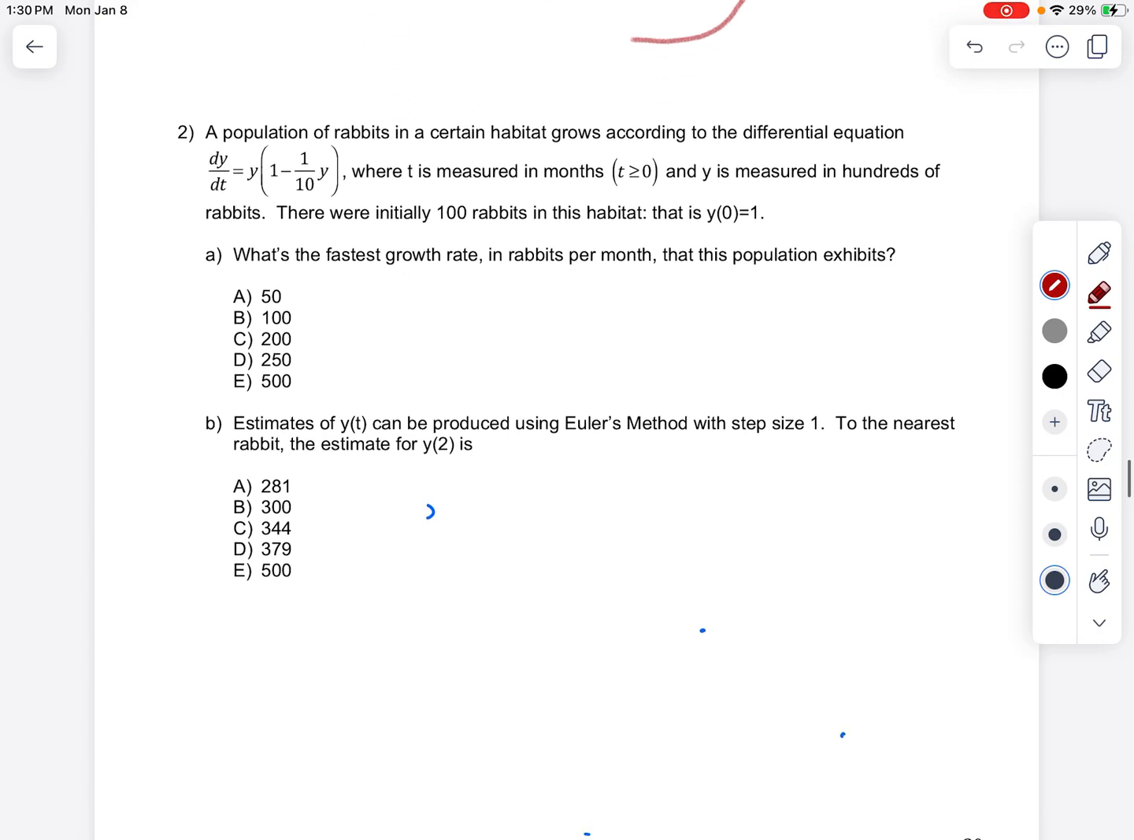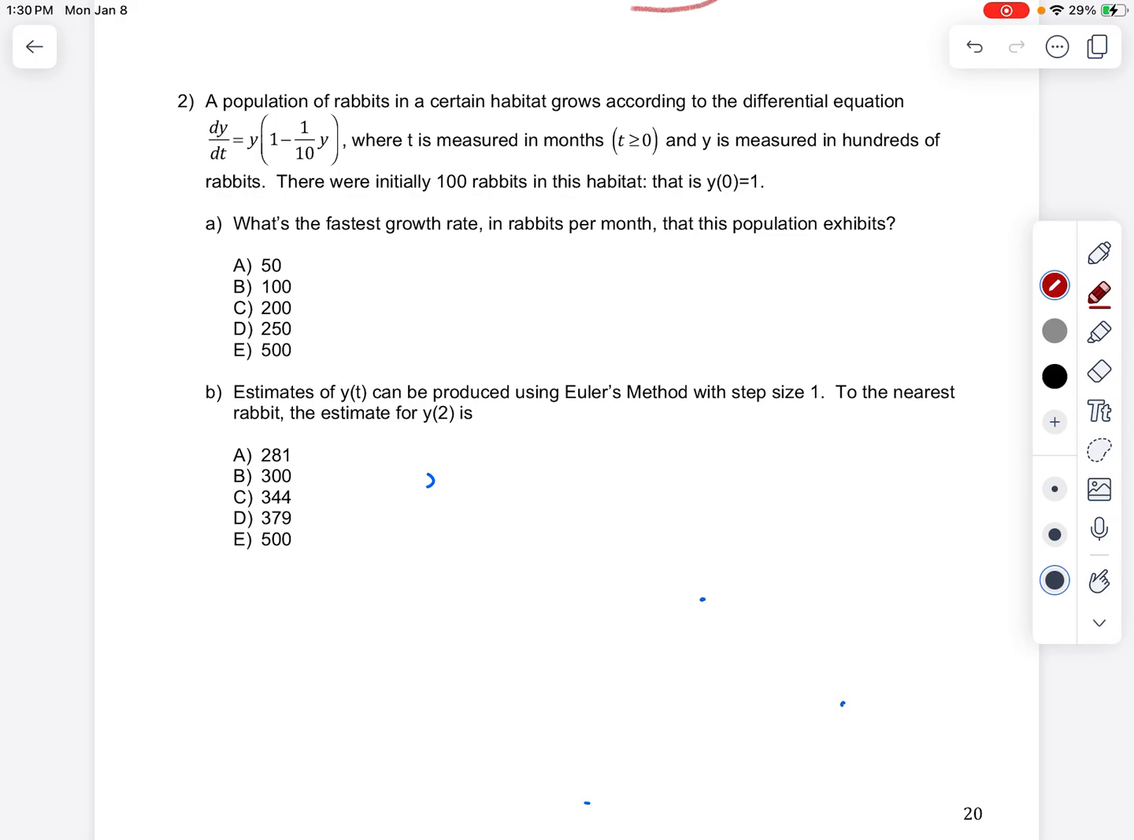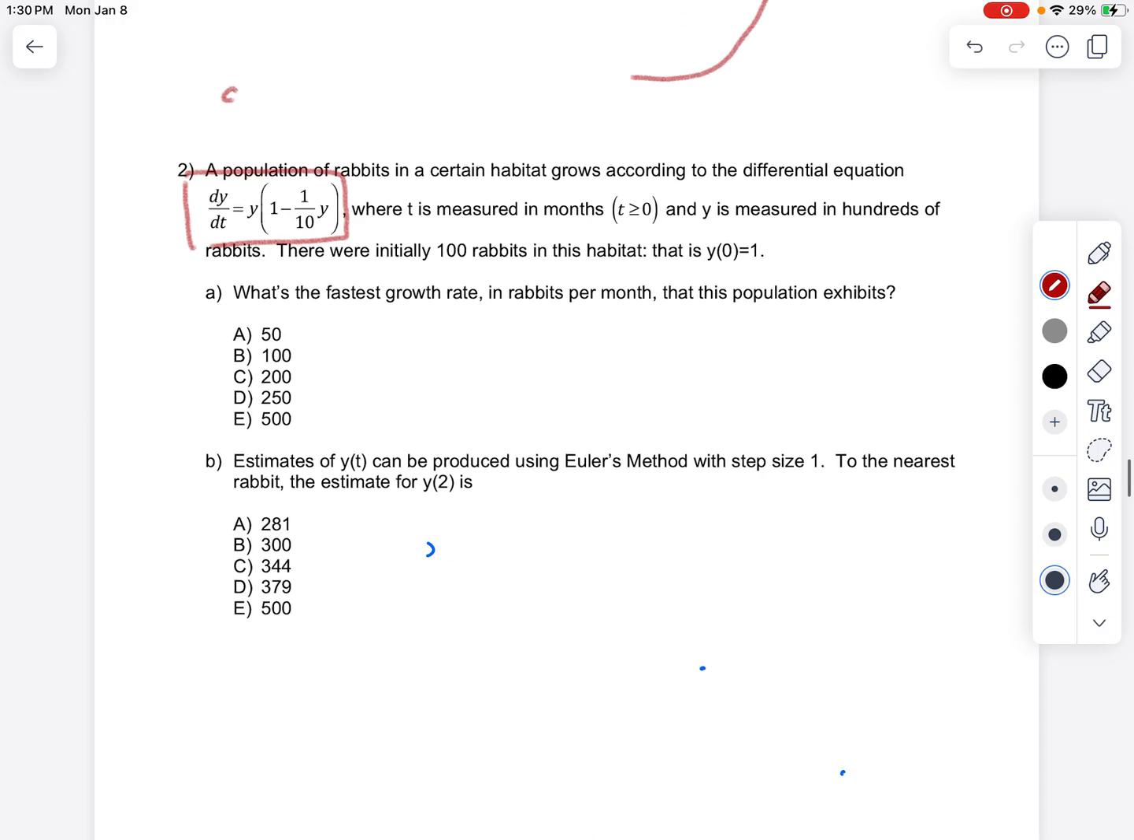Now, let's look at a different type of question. This is talking about population of rabbits, and this is our differential equation. Again, I always just double check that it's in the form of our general model, ky(1 - y/L), and it looks like it is. Your L in this problem happens to be 10. And it says we're going to measure it in hundreds of rabbits. There were 100 rabbits to start, so y(0) = 1. So really, the 1 represents 100.